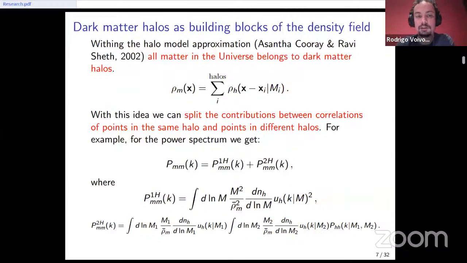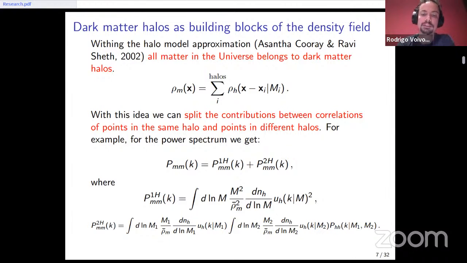Okay, another way to think about halos is as the building blocks of the matter distribution in the universe. A very good model to do that is the halo model of Rgϕ and Rgσ. And the main idea of the halo model is just that all matter in the universe belongs to dark matter halos. So you can write down the density field for the matter just as the sum over all halos in the universe, which is given in this first equation here.